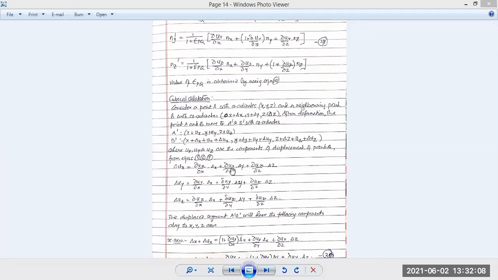Similarly, the rate of change of ux with respect to y, multiplied by the change in y, delta y, will give you the change. And the rate of change of ux in the z direction, multiplied by the original change delta z. If you add these together, you'll get the total change of delta ux. Similarly, we have the total change of delta uy, and the total change of delta uz itself.